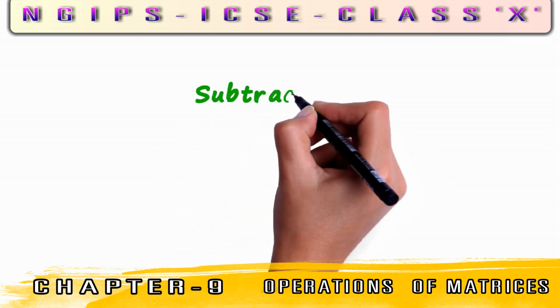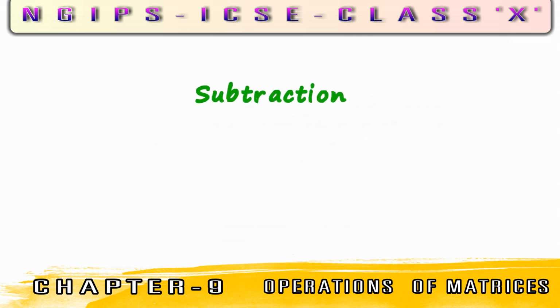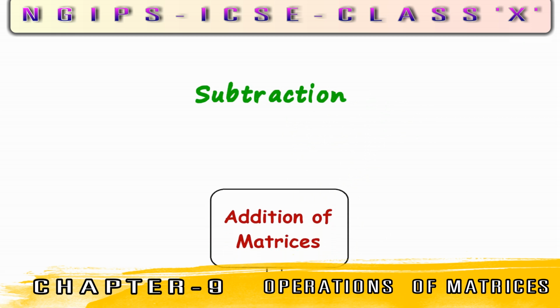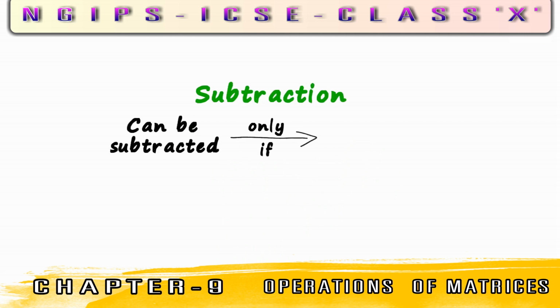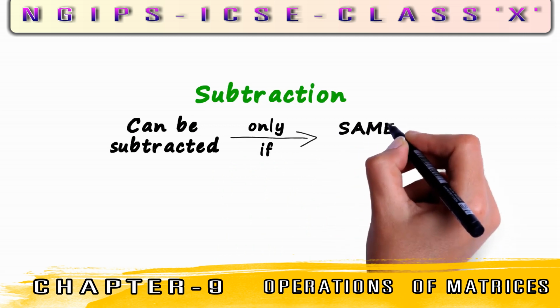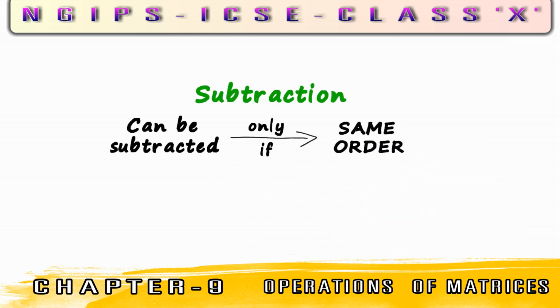Understanding subtraction of matrices is very easy because it's pretty similar to addition of matrices. The rule to check if subtraction is possible is exactly the same as the rule for addition of matrices. Two matrices can be subtracted if they have the same order. Yes, they have to be the same order. If not, then the subtraction is not possible. We will understand this better with a couple of examples.